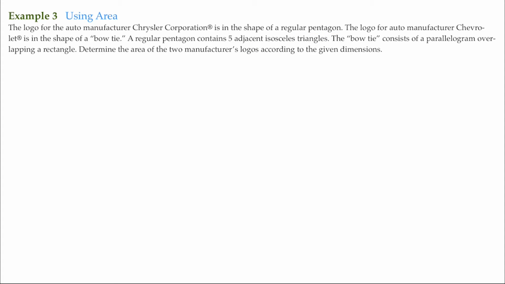Now for Chevrolet's bow tie logo, let me just point out a couple of things. Again, bow tie is not a technical term. That's just how Chevrolet identifies its logo. But it says here that it is a parallelogram overlapping a rectangle. Now, a parallelogram is a quadrilateral. A quadrilateral is any four-sided figure. A parallelogram is a quadrilateral whose opposite sides are parallel to each other. And a rectangle is a parallelogram whose angle measures are all 90 degrees.